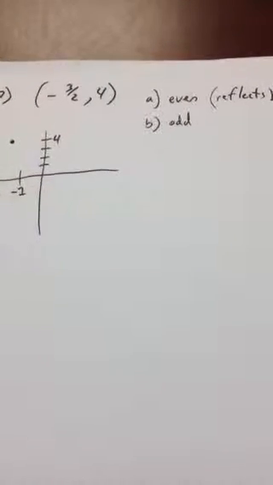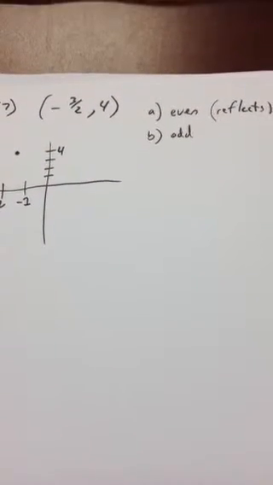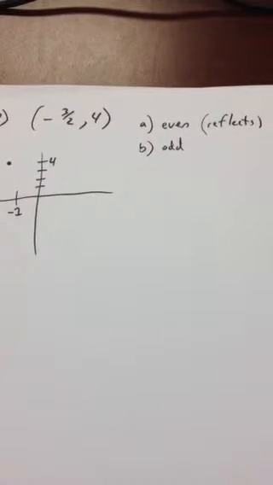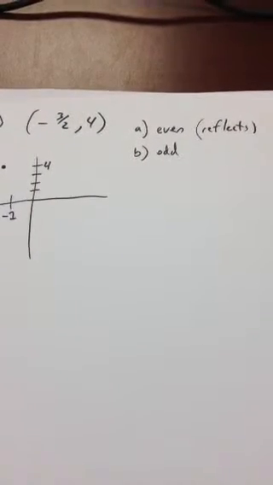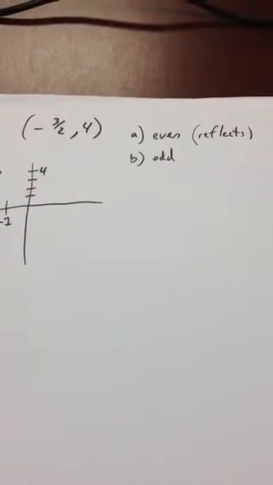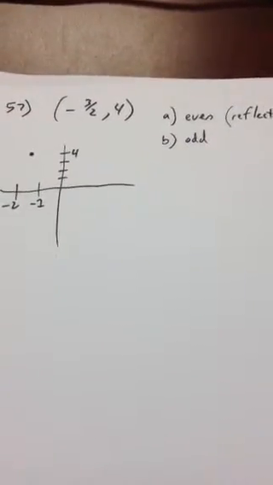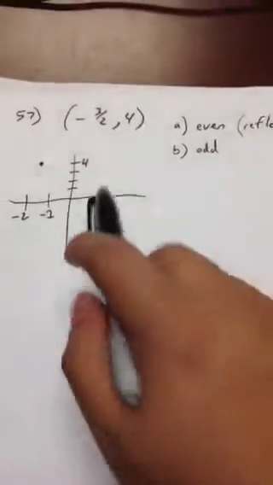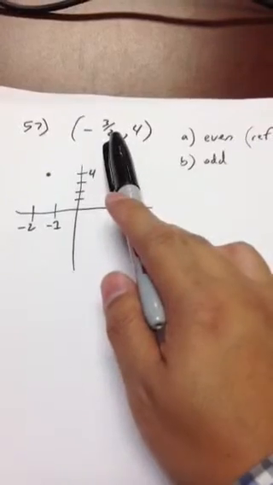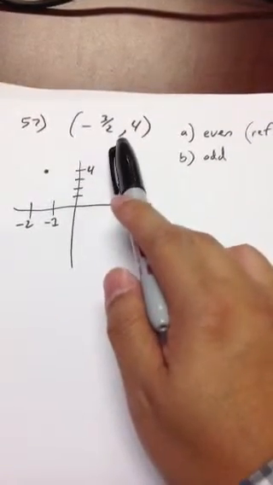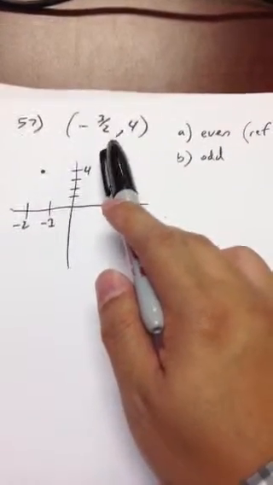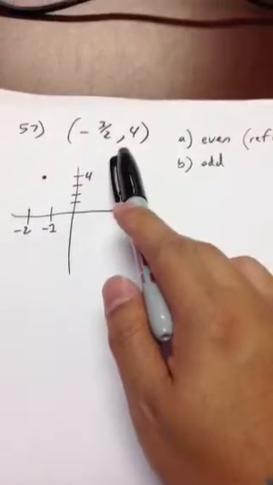Alright, so number 57, what it says is find the coordinates of a second point on the graph of a function if the given point is on the graph and the function is even or odd. So there's two parts to this problem. There's part A and part B. What they're giving you is a point. Then they're asking you to find another point. Where would another point show up if this graph was even?